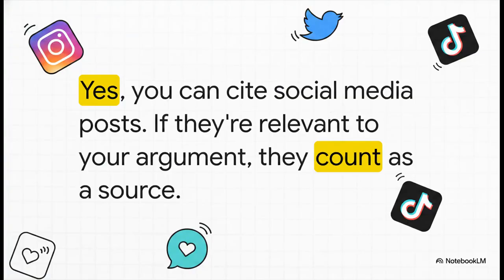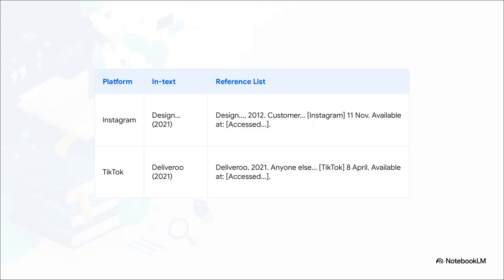And yes, to answer the question I know is on your mind, you can 100% cite social media. If a post on Instagram or a video on TikTok makes a point that supports your argument, you should absolutely use it. It's a valid source. And the formula for this is actually really intuitive. So who's the author? It's just the username or the handle of the account.